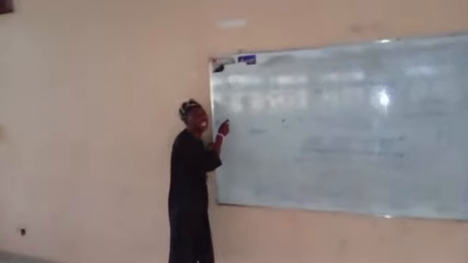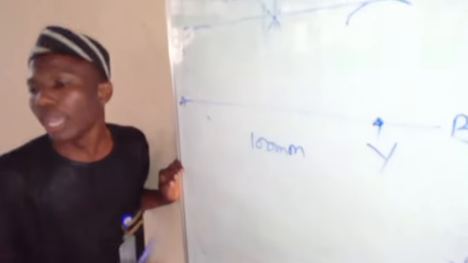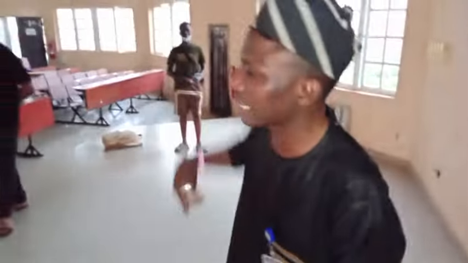Hello, are you all done? So it means that you have drawn an arc that is 70 millimeters away from line PQ. When you measure the distance between both lines, is it 70 millimeters?